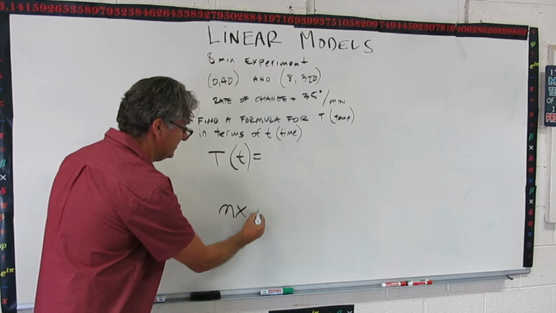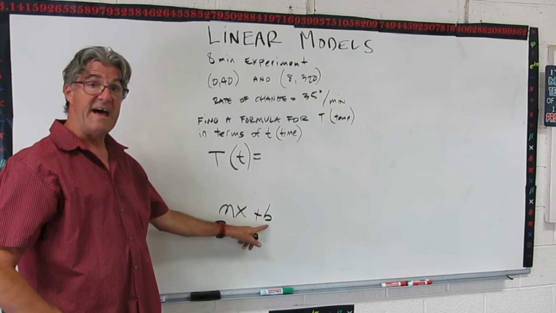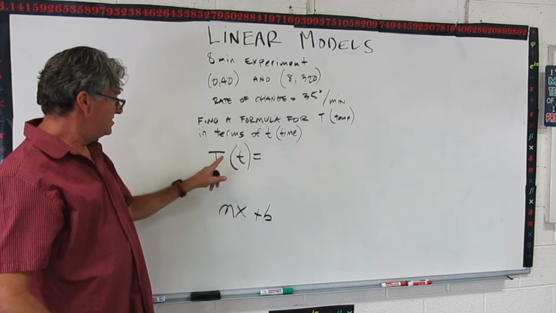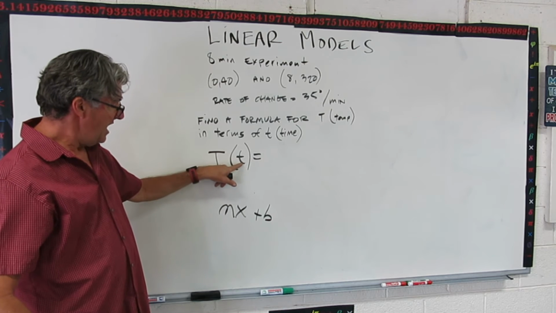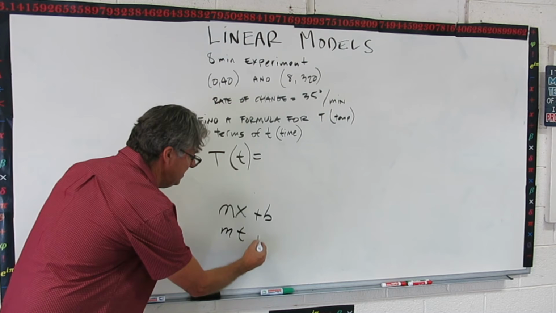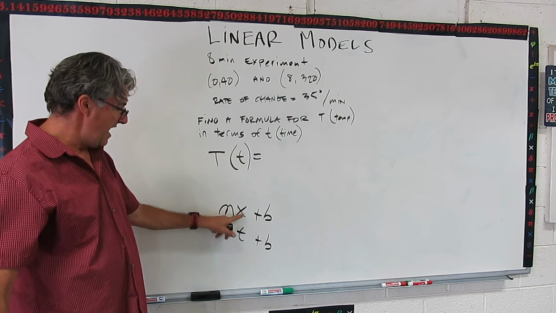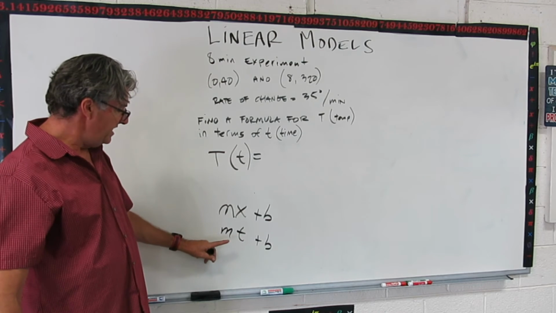Now, I'm going to take a little side trip here. Here's our mx plus b. This function is going to be in this format, okay? So temperature is a function of time. Time is our variable, so we're going to have it be m times t plus b. So that's where we plug the seconds in, where they would be x, but now it's going to be t.